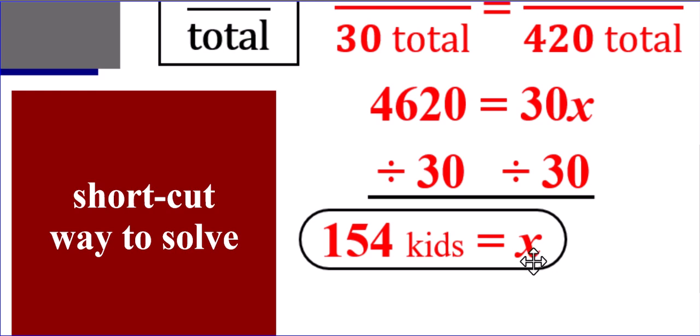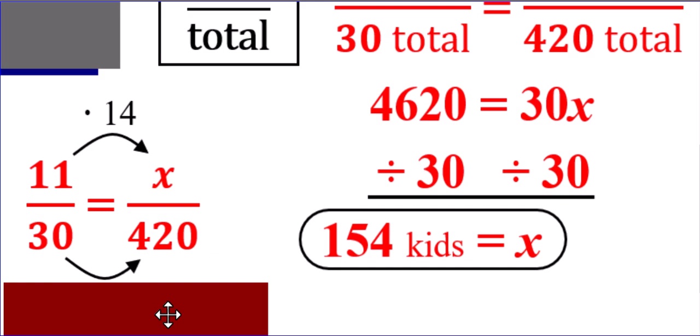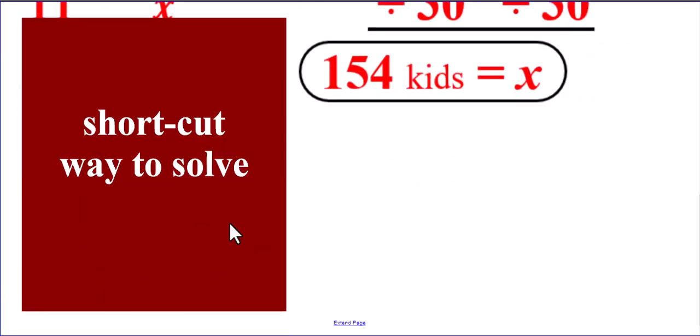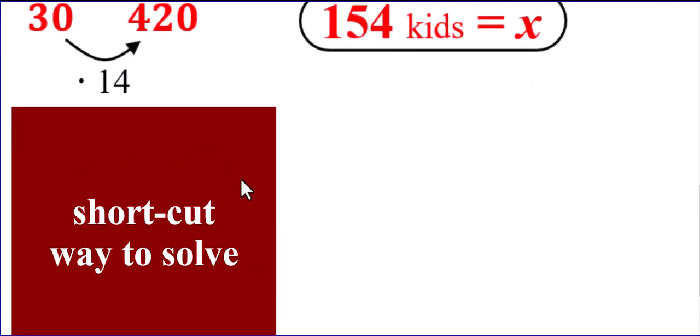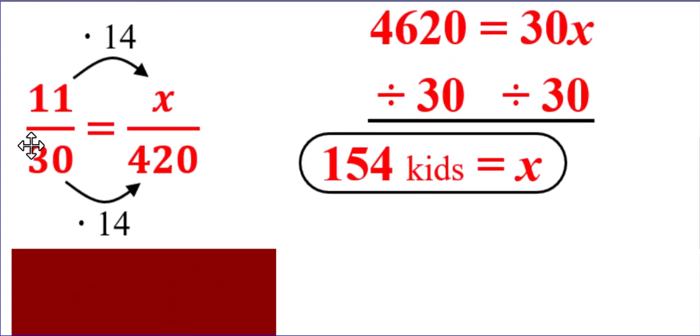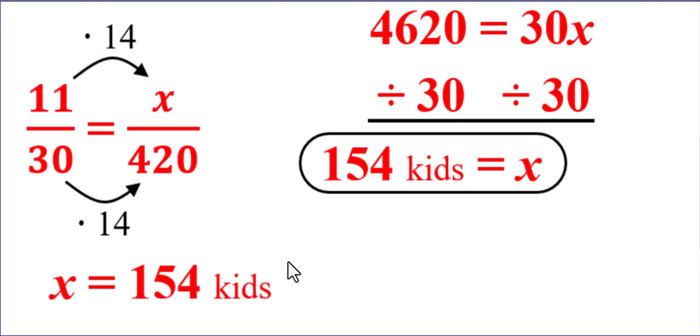Now, I want to take you back to the shortcuts we talked about on the very first page. I don't know if you realize this or not, but 30 can make 420. Maybe you didn't know that, but yeah, 3 times 14 is 42, so 30 times 14 is 420. So there was a quicker way of solving this. I could have just taken 11 times 14 and boom, I would have gotten 154 without having to cross multiply and later divide.